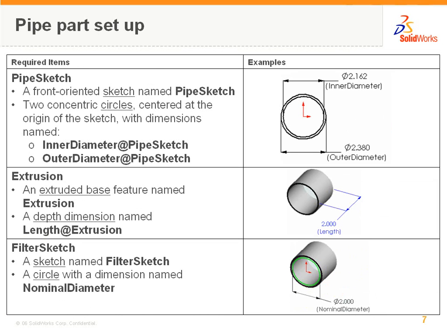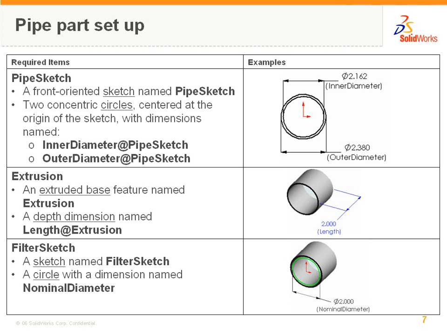Much like the elbow component, pipe components cannot be set up using the route component wizard either. And they too have their own special requirements. For a pipe, you must have a sketch located on the front plane, specifically named pipe sketch, and that sketch must contain two concentric circles, both centered on origin, with two dimensions named inner diameter and outer diameter respectively.